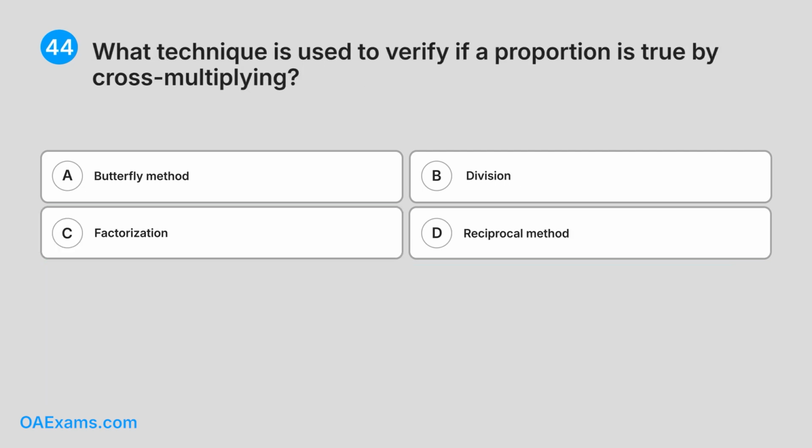44. What technique is used to verify if a proportion is true by cross-multiplying? A. Butterfly method. B. Division. C. Factorization. D. Reciprocal method. Can you guess the answer?